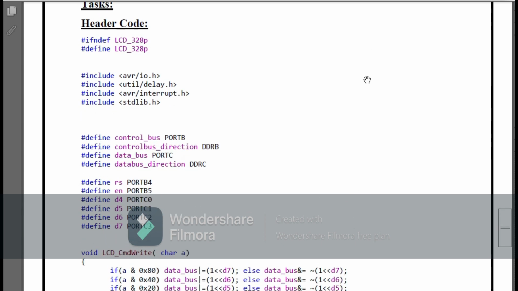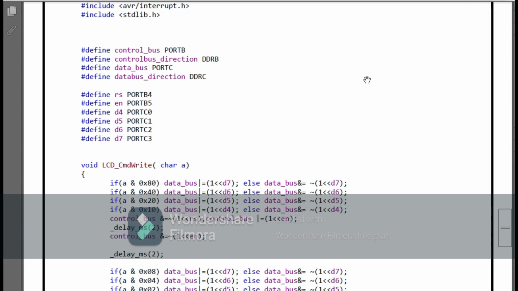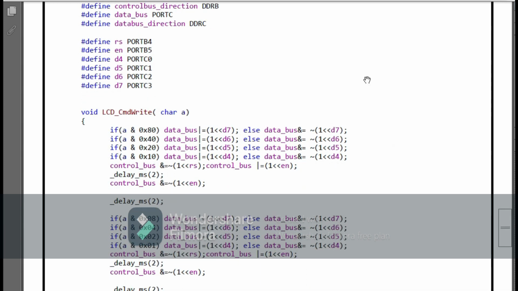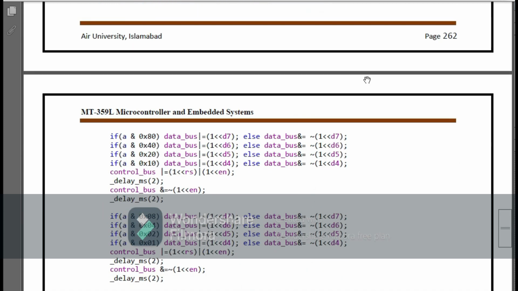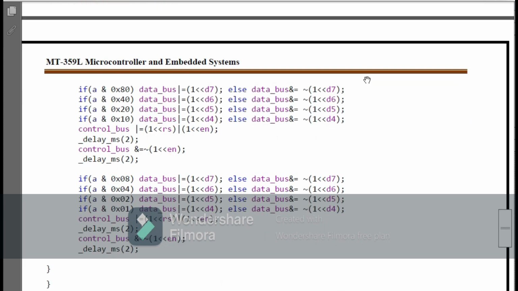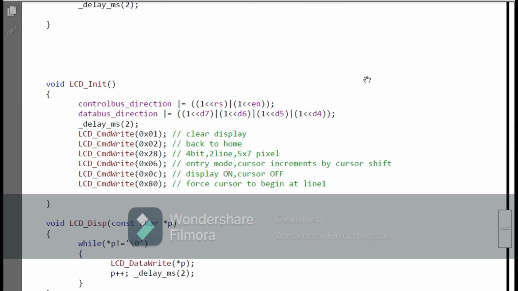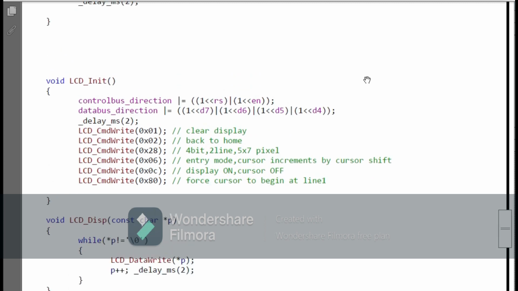Here you can see that I have declared the ports: control bus direction, data bus and data bus direction for all the serial communication. And then for the LCD I have declared the pins RS, enable, D4, D5, D6 and D7. And then here I have written the code for the LCD command write, and then the LCD data write to write any data on the LCD, and then the LCD initialization function in which you have to initialize the LCD to read and write and to enable.